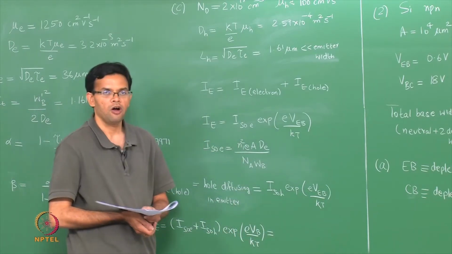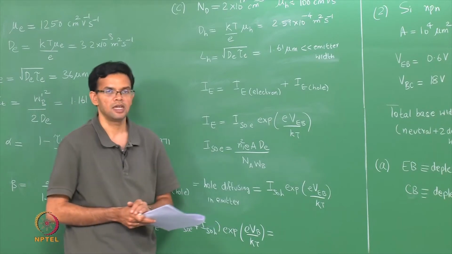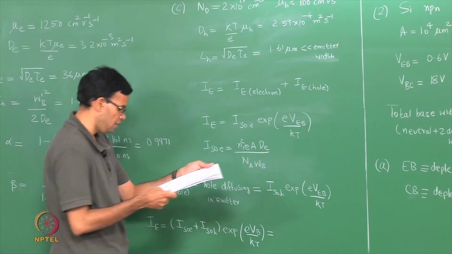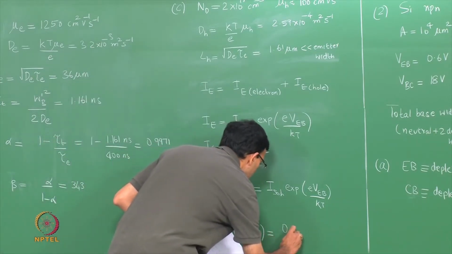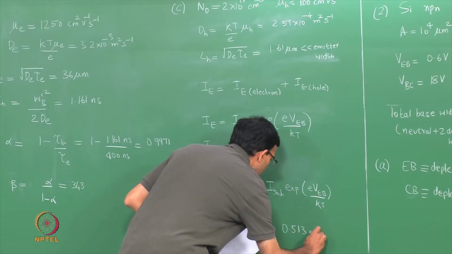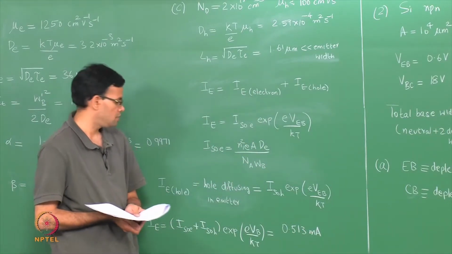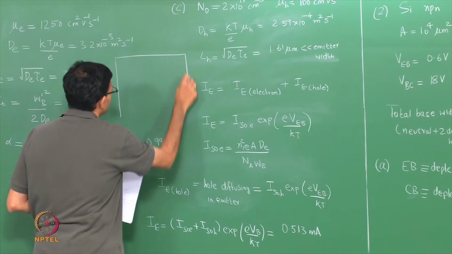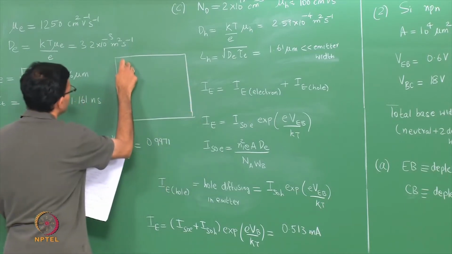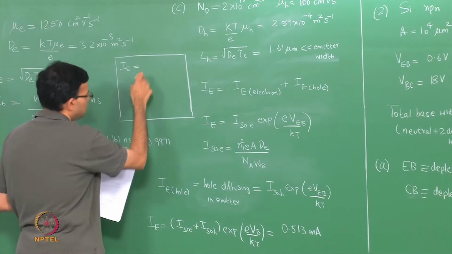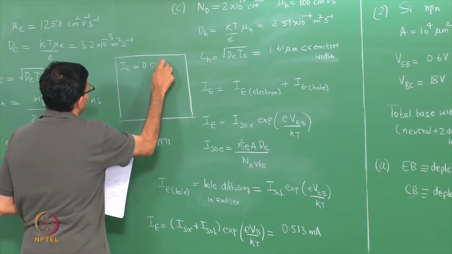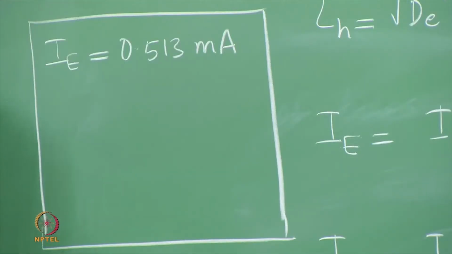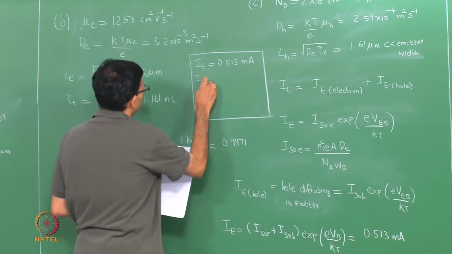So, we can substitute all the values, all the different components are essentially known. So, I will not do the substitution here, but just write the final answer. So, the emitter current is 0.513 milliamps. So, let me just write that down here. So, I will separate a small section to make it easier. So, IE is 0.513 milliamps.